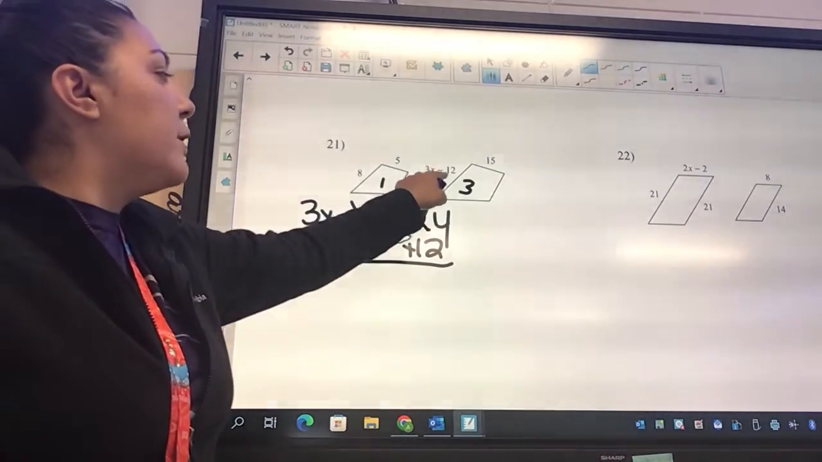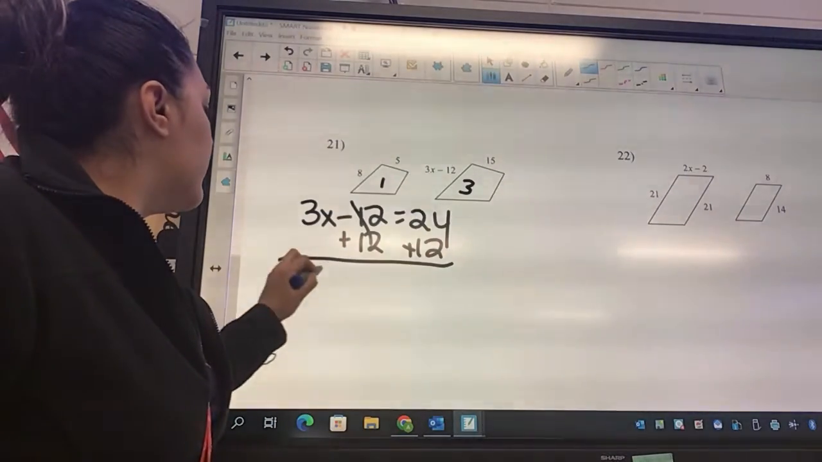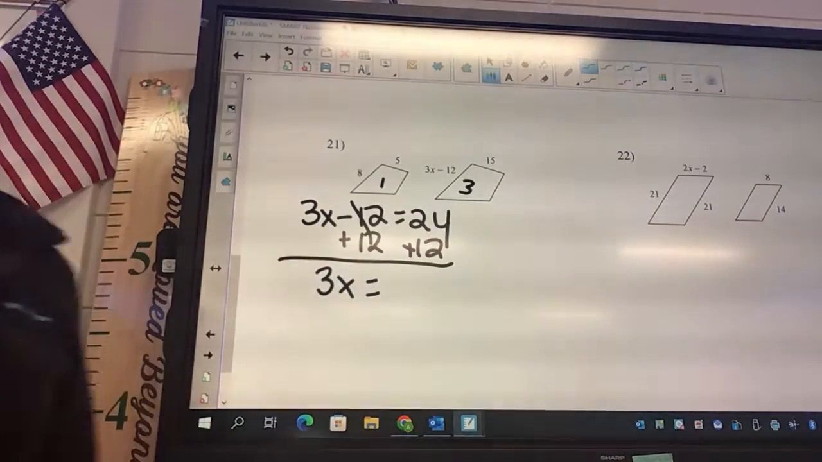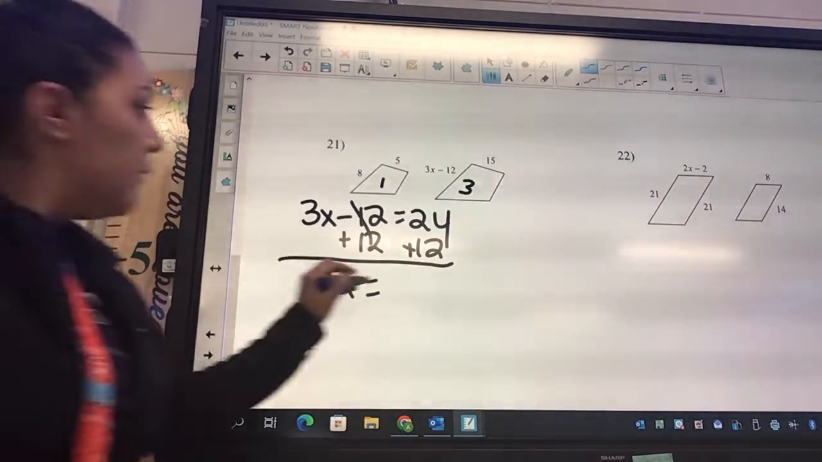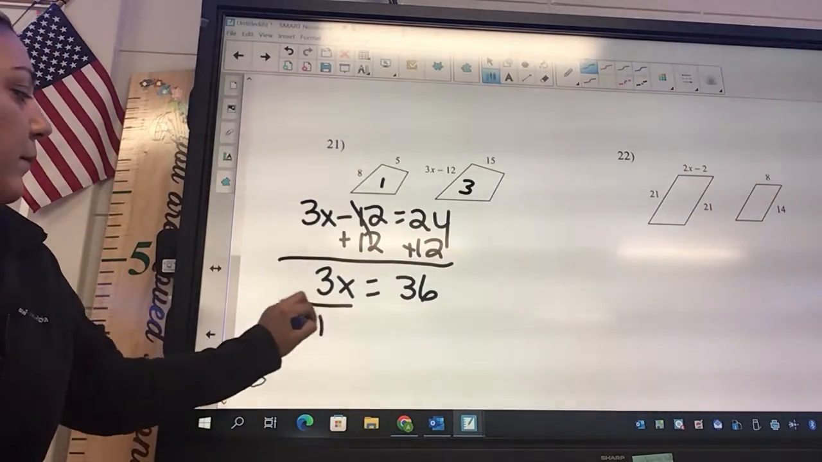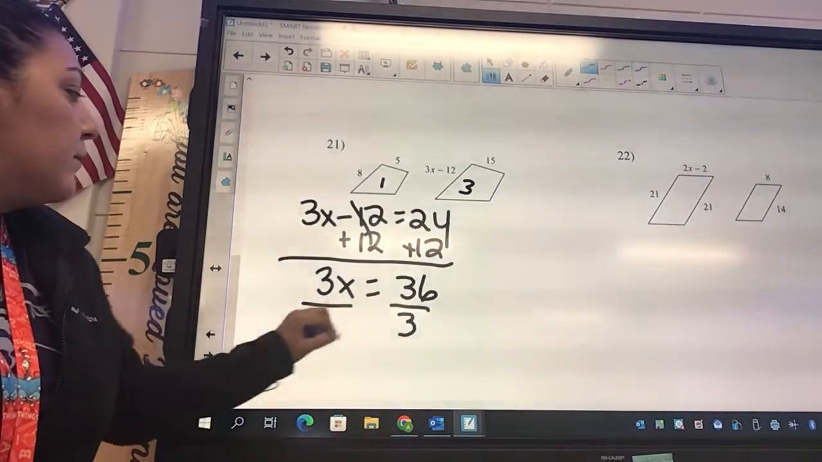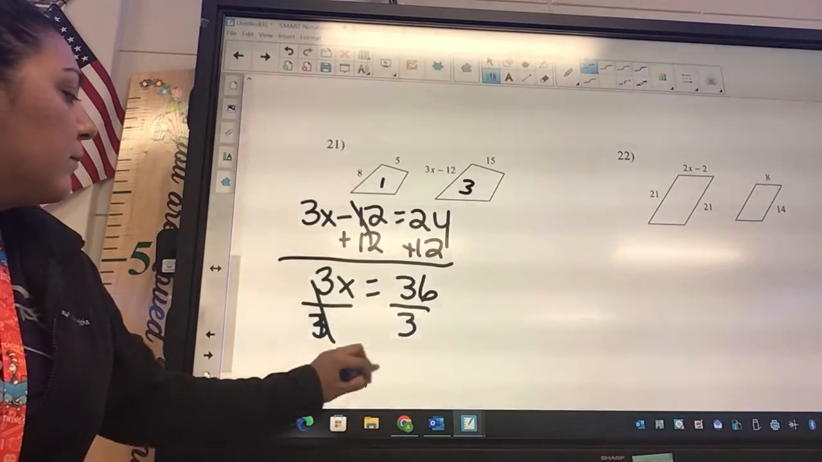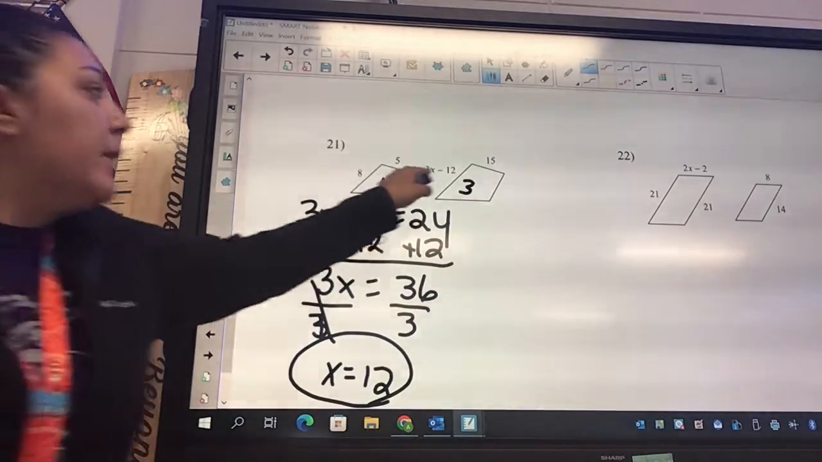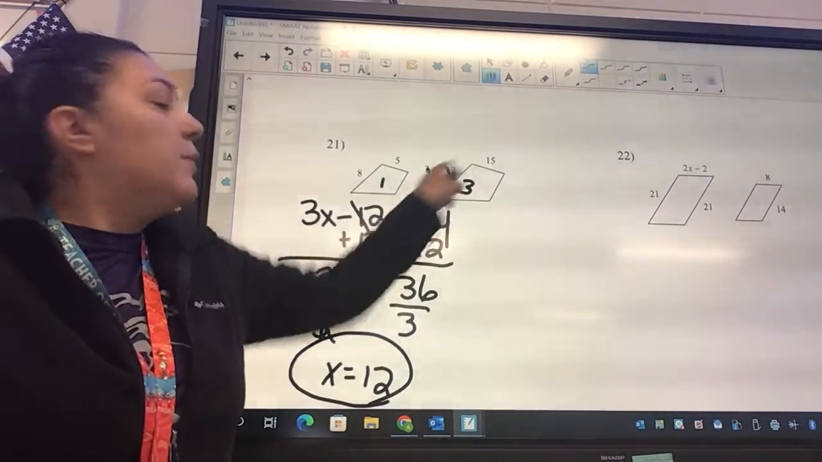Should this number be bigger or smaller than 8? It should definitely be bigger. Good, and that kind of makes sense. We got 5 and 8, and this is 12 and 15.